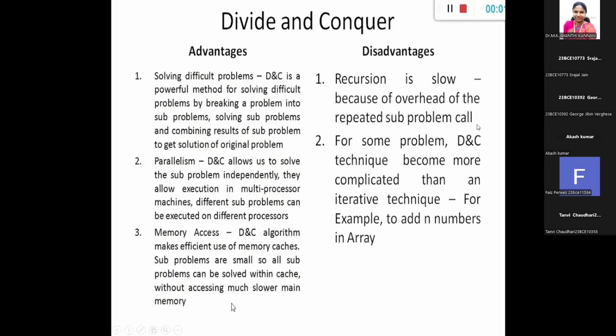If you go with the divide and conquer technique for adding the given n numbers in an array, that takes more time than the normal iterative process of using a for loop, just adding the first number with the second number like that. Total equals total plus a of i. Using that within a for loop will function very fast compared to calling the recursive function. So these are some of the main advantages and disadvantages of divide and conquer technique.